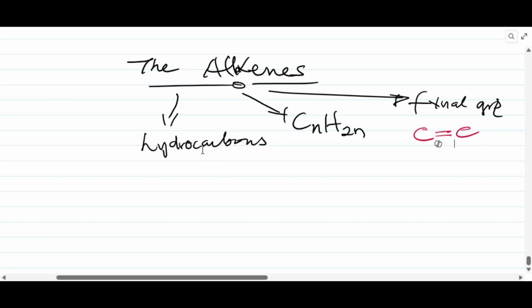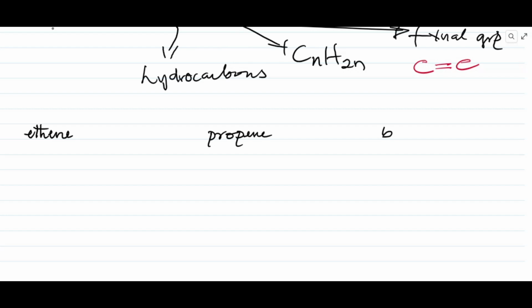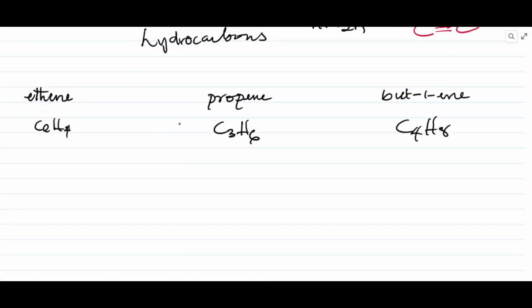Let's look at the first three members of the alkene family. Ethene, we've been talking about ethene today. Propene, the next member, and butene. For ethene, the molecular formula is C2H4, this one is C3H6, and this is going to be C4H8. Let's have the displayed formula for ethene: the carbon to carbon double bond, the functional group, and then we have 4 hydrogen atoms to attach to the carbon atoms.